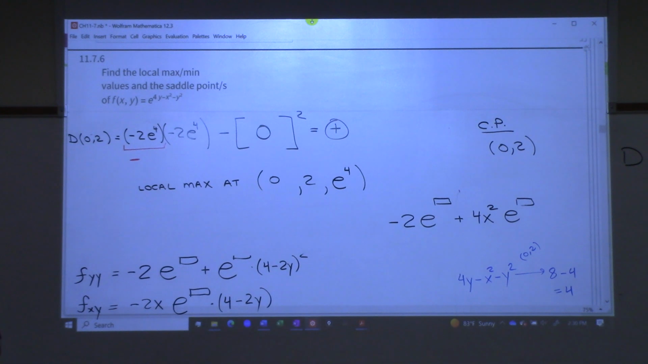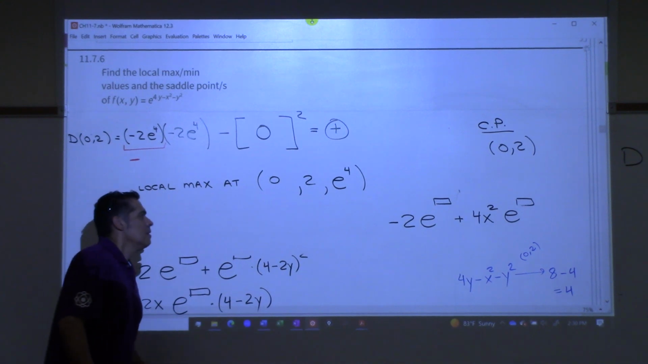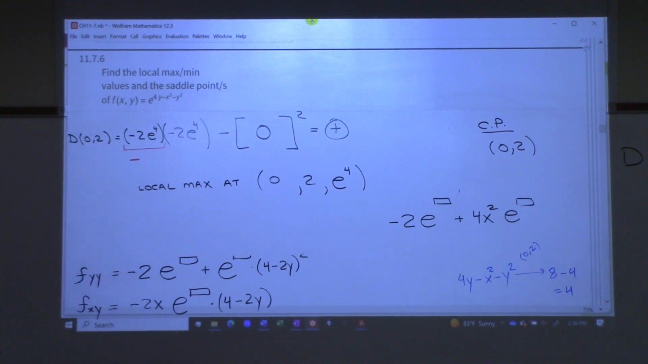Yes? Why does the local min and max depend on the f_xx times f_yy? That's a good question. It's a little too difficult, I think, for me to try and explain. But you just think about it like the second derivative from the original, like Cal 1, right? The second derivative, concave down, concave up. Just think of it that way.